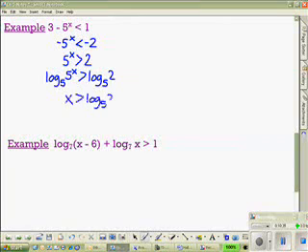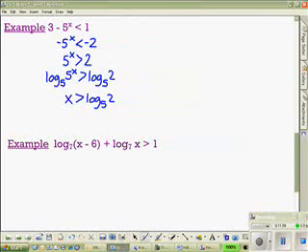So I have x is greater than log base 2 of 5. Again, we can check a problem like this by substituting a value that fits into that, such as log base 5 of 3, for instance, which would give us 3 minus 5 to log base 5 of 3, which is 3 minus 3, which is 0, which is less than 1. So that will work. So again, you can check those.